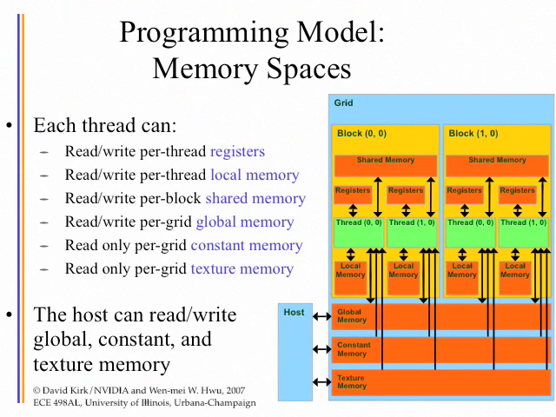Then there's read-write access to the global memory, and this is in DRAM. Global, constant, and texture memory are all in DRAM. Essentially, you can have read-write for global, read-only for constants, and read-only for texture memory. Usually what happens is the CPU will initialize the constant and texture memory, and then the GPU will just use it on a read-only basis.